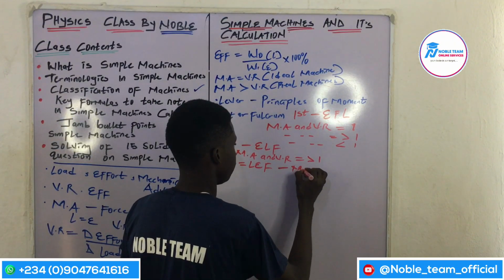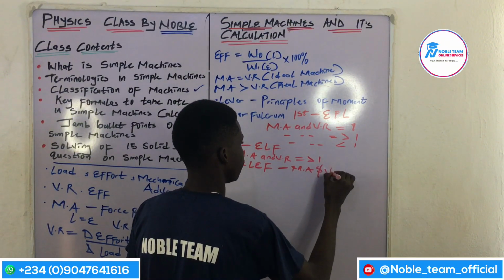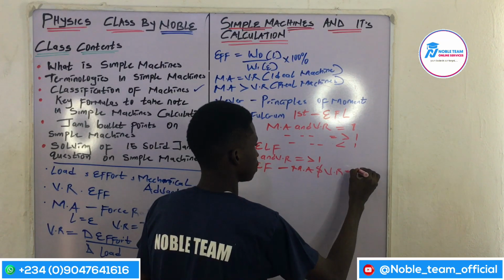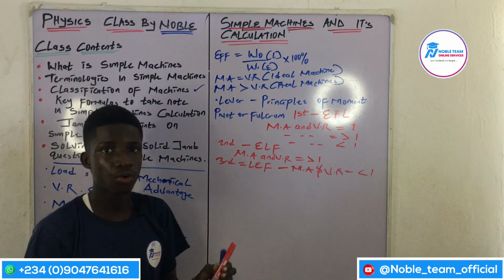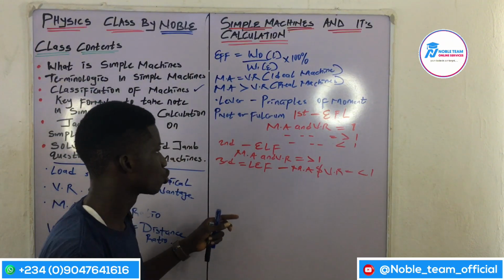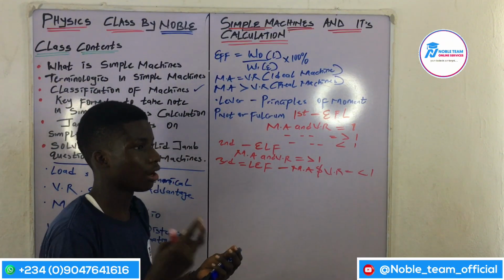MA and VR is what? Less than 1. Is a third class lever. I hope you all understand this. Now I want us to take another bullet point.